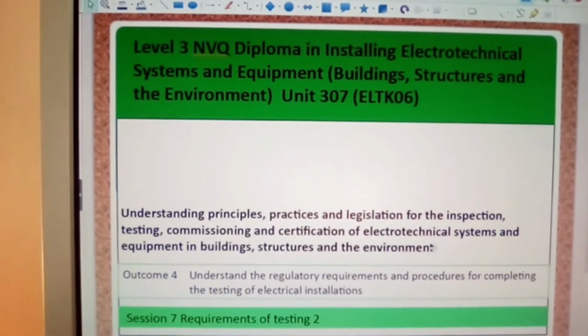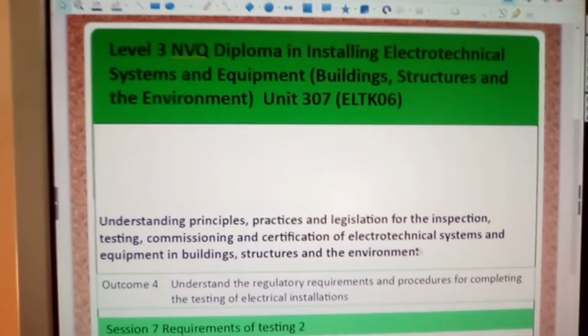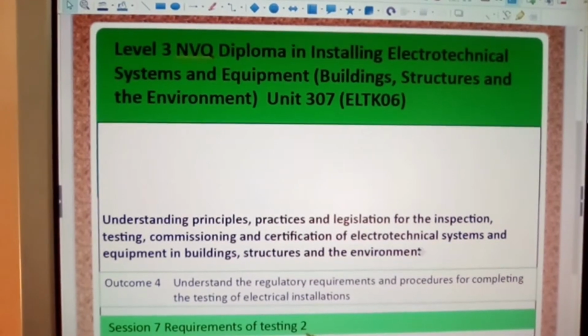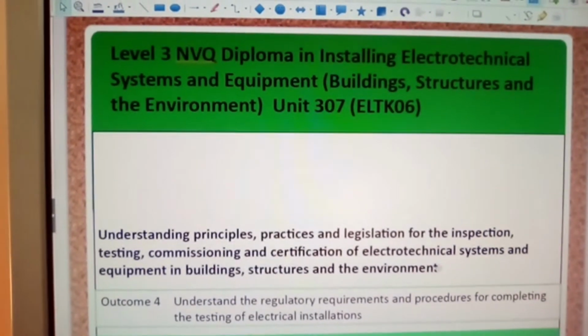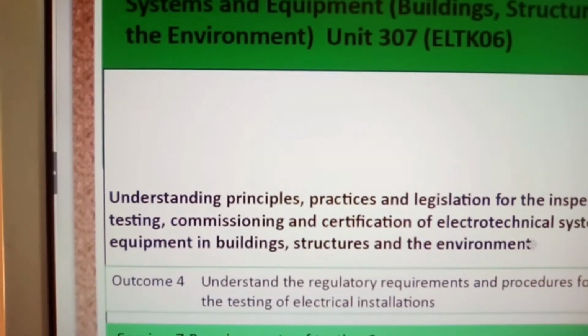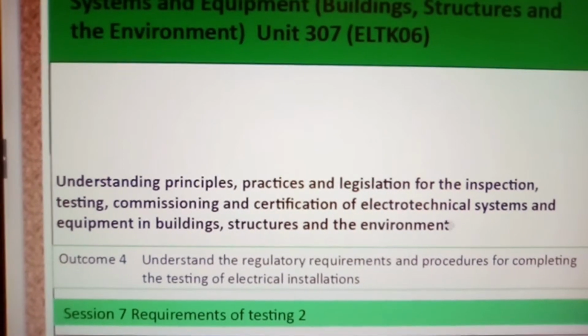What I want to continue with is Unit 307. Again, we're still in Unit 307, and we're looking at Session 7, Requirements of Testing, Part 2. Let's just make sure we can see that in place.